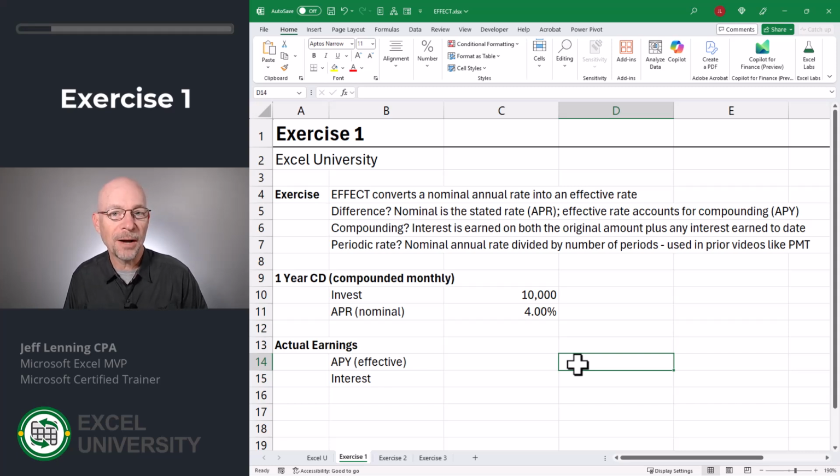So what's compounding? This means that interest is earned not only on the original amount, but also on the interest previously earned. That means interest is being earned on interest. And this compounding effect adds up over time.